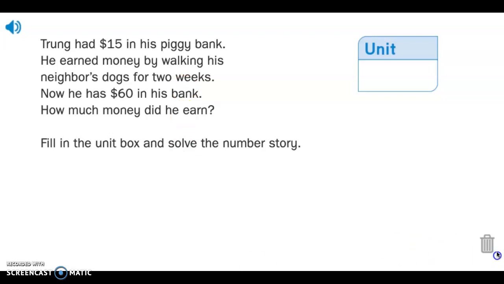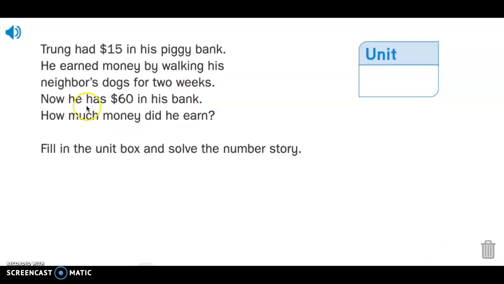Okay, so let's read our first number story. It says Trung had $15 in his piggy bank. He earned money by walking his neighbor's dog for 2 weeks. Now he has $60 in his bank. How much money did he earn? Fill in the unit box and solve the number story.